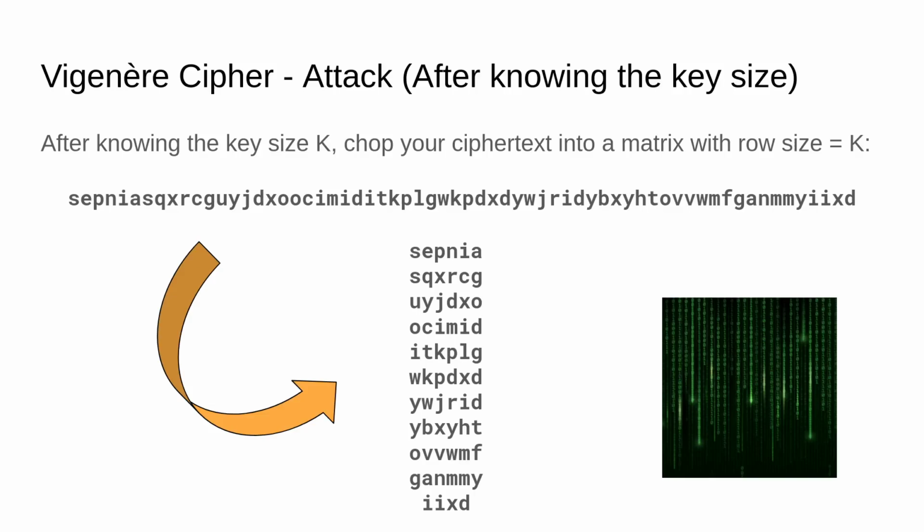All right, after we have successfully recovered the key length, the next step is to break the ciphertext into the matrix that we just mentioned before, with row size equal to the length k. This reorganization allows us to turn the Vigenère cipher into columns of Caesar ciphers. So basically, once you know the key length, you are essentially breaking multiple Caesar ciphers and then smashing them together.